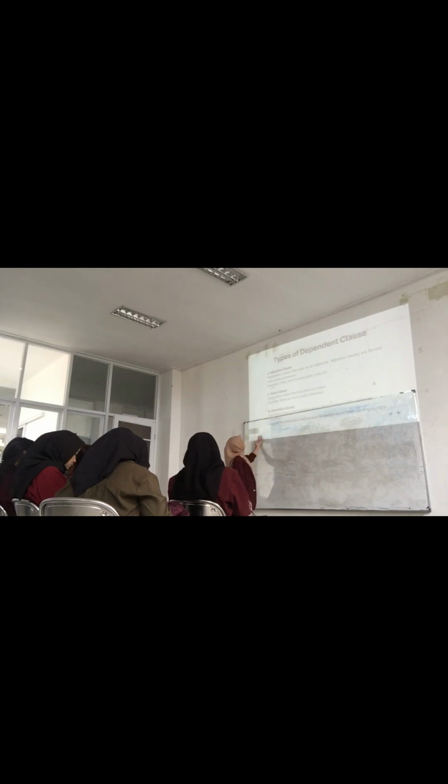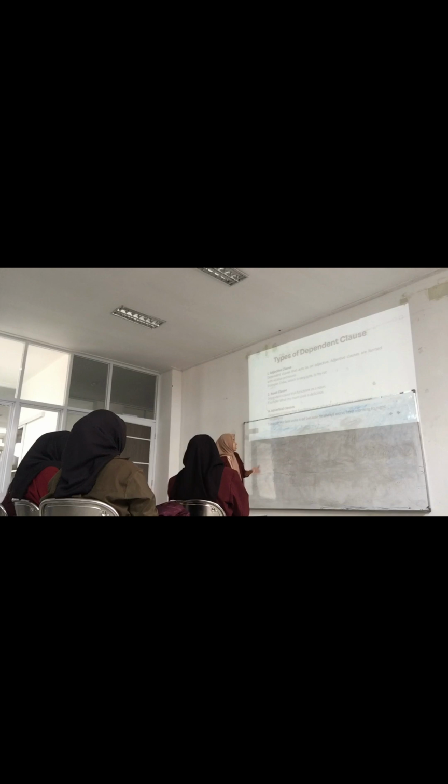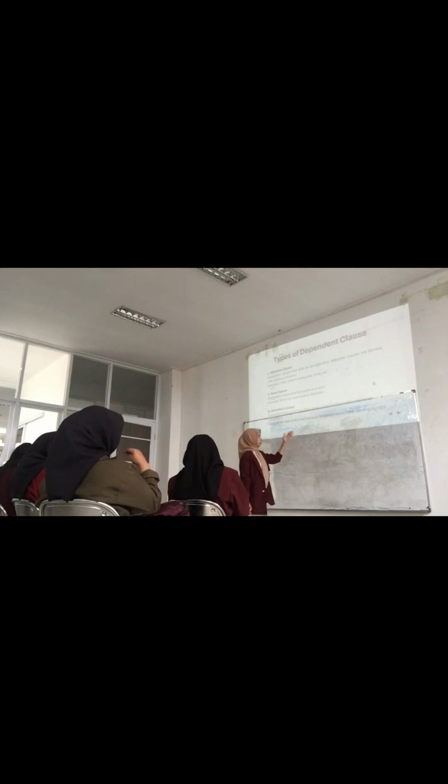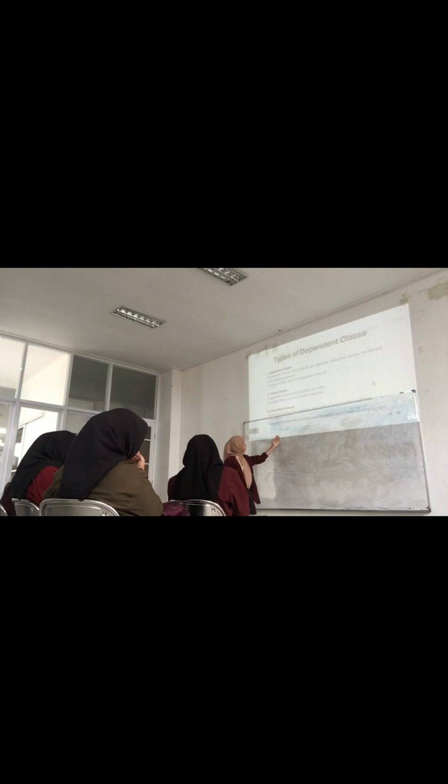Number two, noun clause, a dependent clause that functions as a noun. For example, what my mom cooked is delicious. The noun clause is "what my mom cooked." Number three, adverbial clauses, a dependent clause that functions as an adverb and provides additional information. For example, his face looks tired because he always works from morning to night. This is so detailed, right?